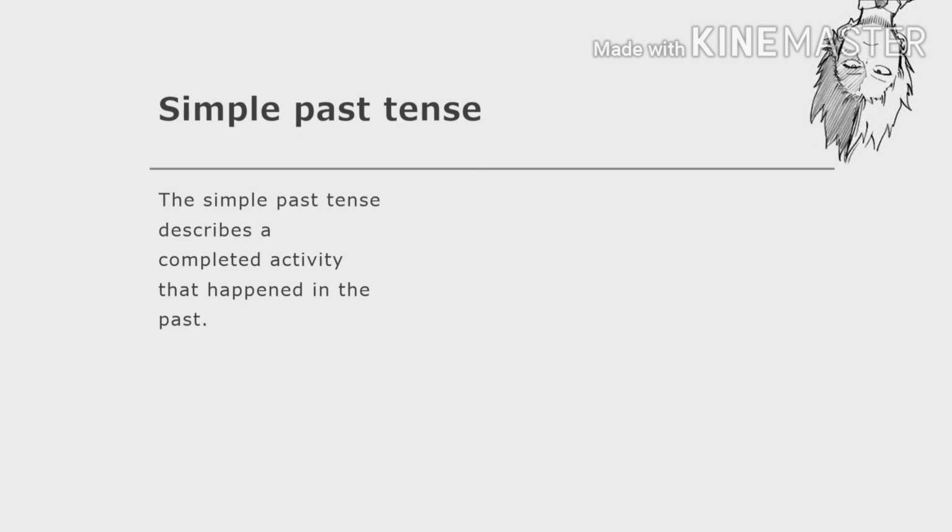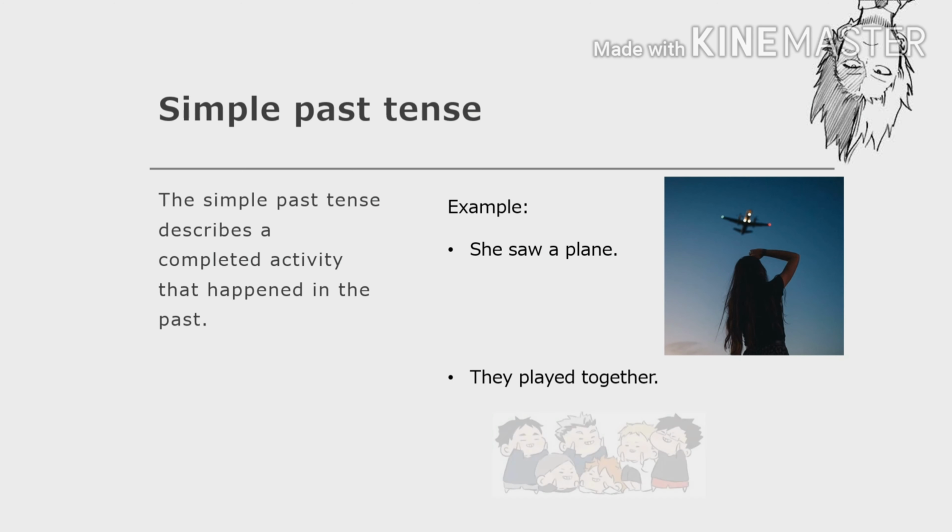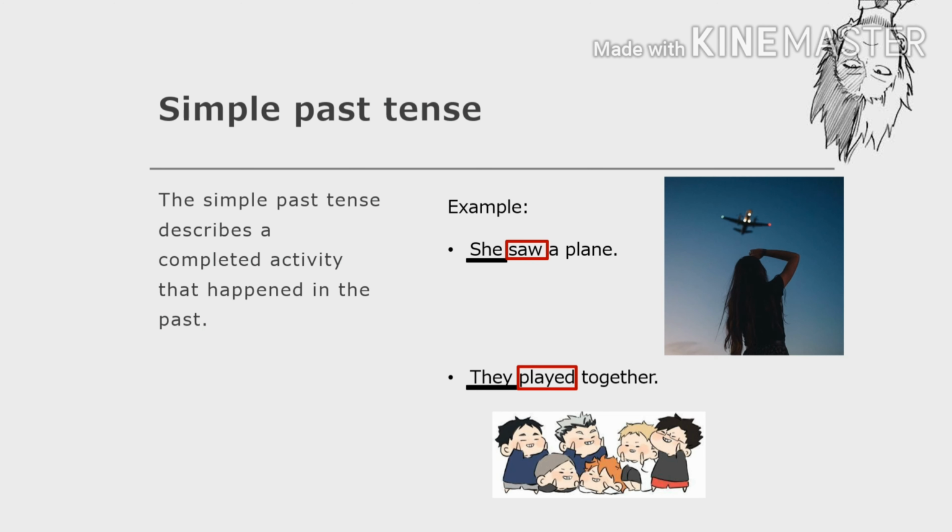Now, the simple past tense describes a completed activity that happened in the past. For example, she saw a plane. They played together. She and they here are the subjects, while saw and played are the verbs.